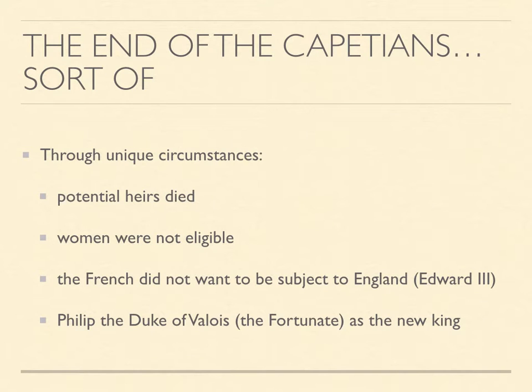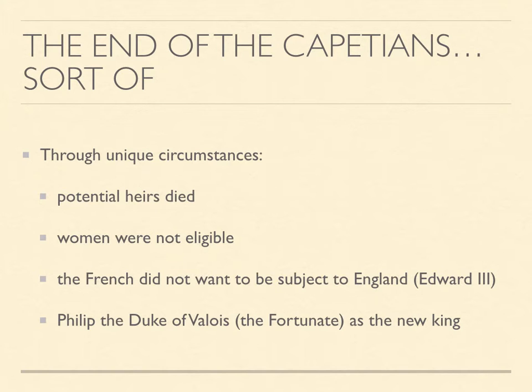Okay, so we come to the end of the Capetians in the 14th century. At the end of this chapter, we basically come to the end of the Capetians. It wasn't a desired outcome. It happened through a set of unique circumstances. Any potential heirs to Charles IV died. There might have been some women, but what they try to do is keep it as close to the direct lineage as possible.